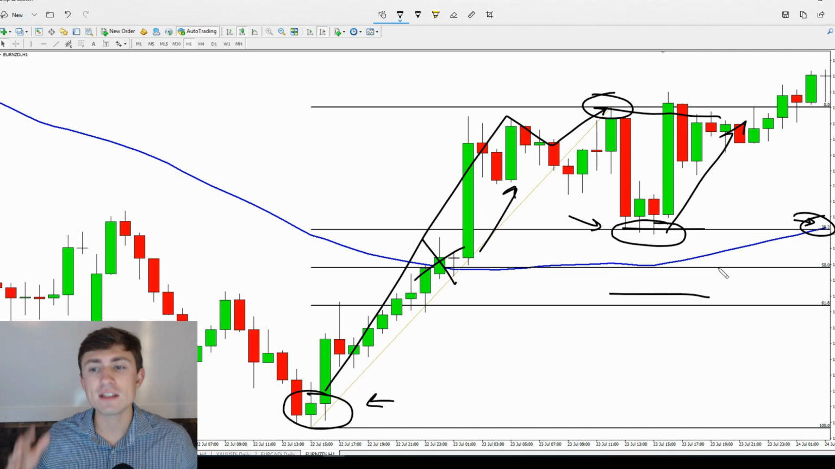So for example, just using the Fibonacci tool as one of your tools can absolutely go a long way, especially if you combine it with some other price action based concept.